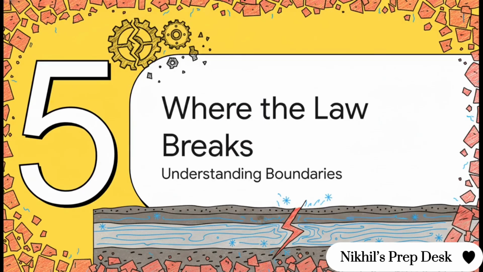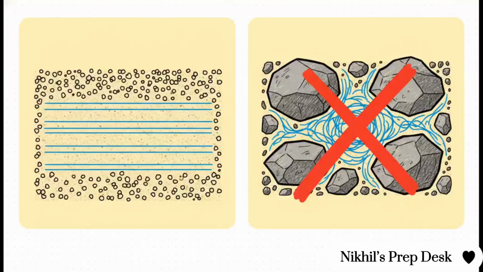Now for Section 5, where the law breaks, understanding the boundaries. Because physics is rarely perfect in the wild, right? Notice the physical limit of the law here. Darcy's law requires laminar flow. In fine-grained sediments, stuff like clay, silt, and sand, the gaps between particles are incredibly tiny, which keeps the water flowing smoothly in parallel layers. So the law applies perfectly.